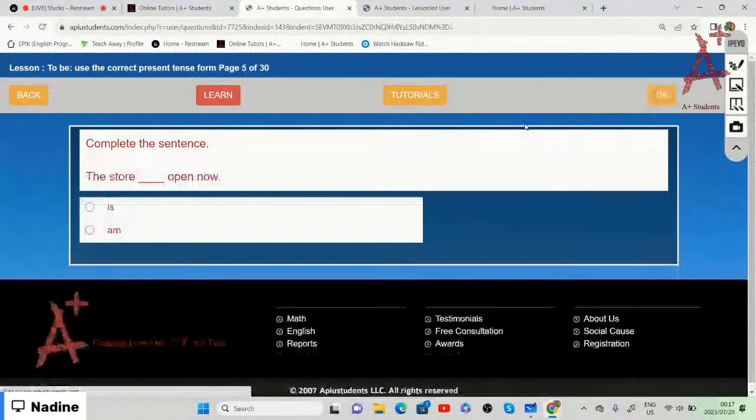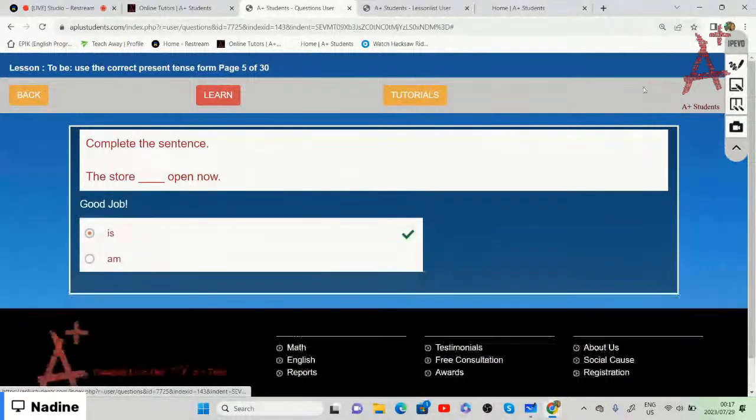The store is open now or the store am open now. All right, so since we are only referring to one store, right? You're only referring to one store, so we're going to say the store is open now. So well done.